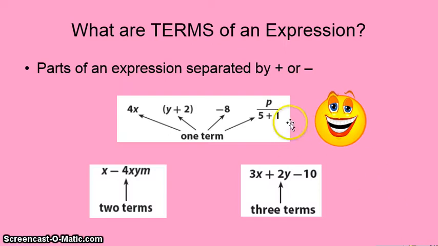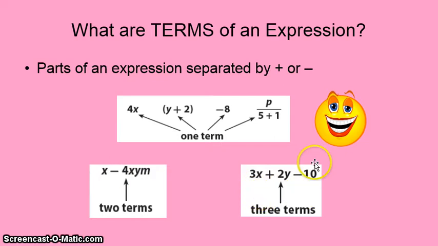Now let's look at expressions. Expressions have different terms, and the terms of an expression are the parts of the expression that are separated by a plus or a minus. So here we have x minus 4xym. This has two terms. It has x and 4xym, and they're being separated by subtraction.